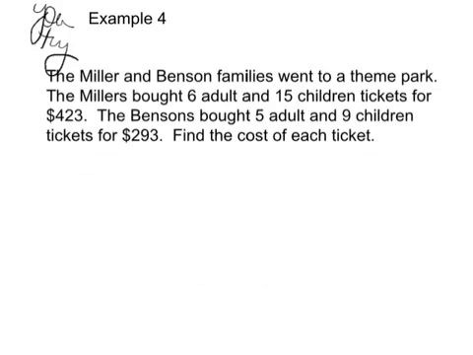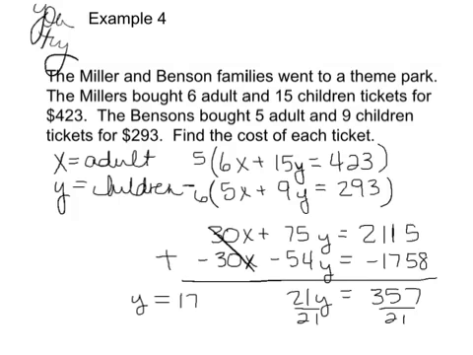You try. The Miller and Benson families went to a theme park. The Millers bought 6 adult and 15 children tickets for $423. The Bensons bought 5 adult and 9 children tickets for $293. Find the cost of each ticket. Two equations, two unknowns. Try to write them and solve.